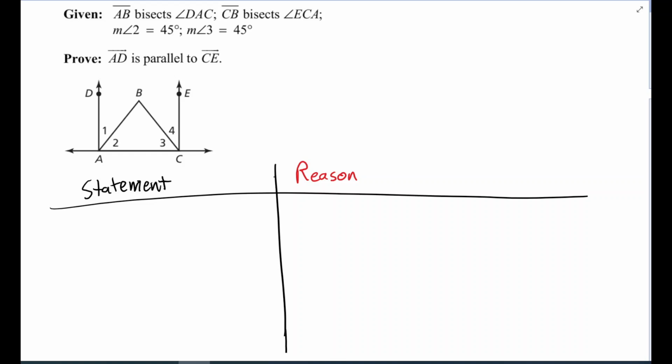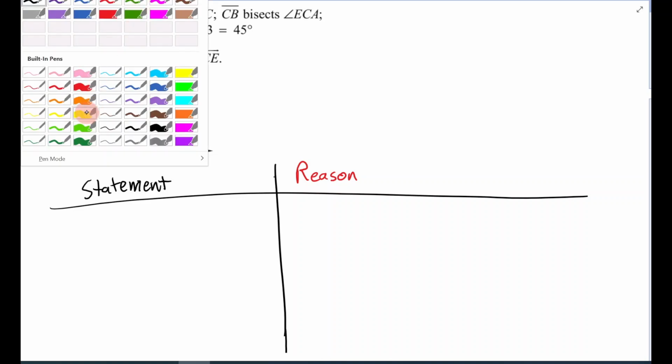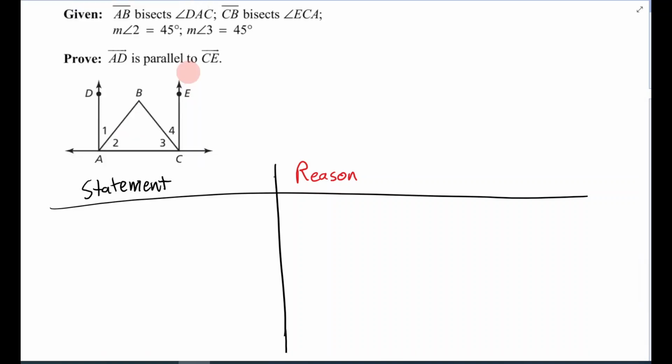Hi everyone, Mr. Armitage here, and today we are doing another two-column proof for a couple of perpendicular lines and proving that certain other lines are parallel. So we are given that AB bisects angle DAC. So let's see here. I'm going to highlight that. We are given AB bisects DAC.